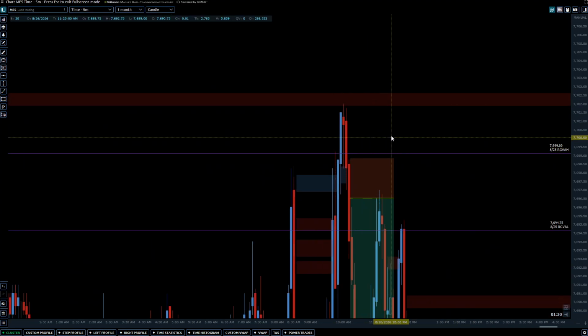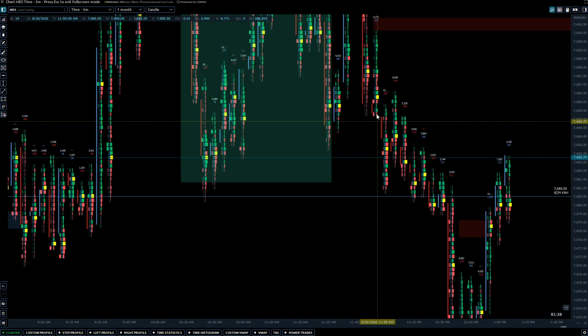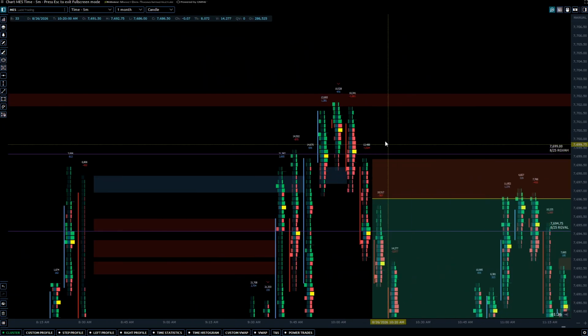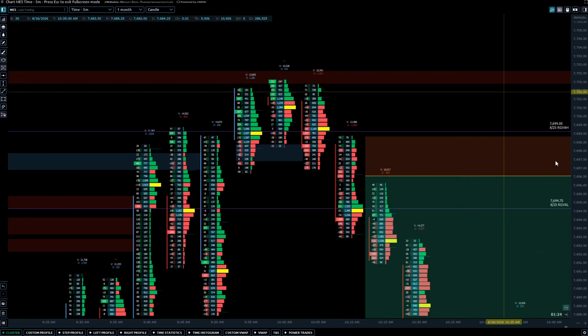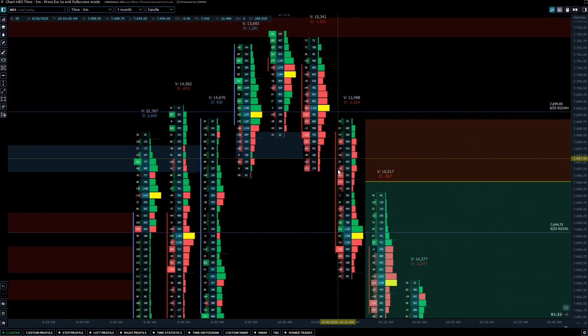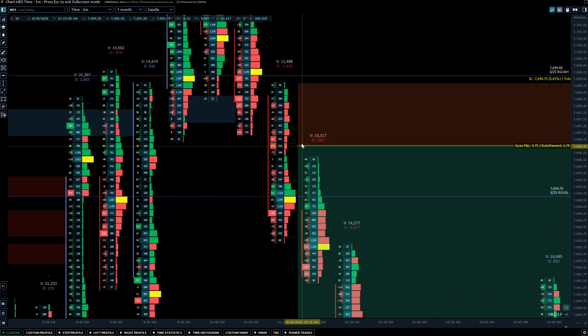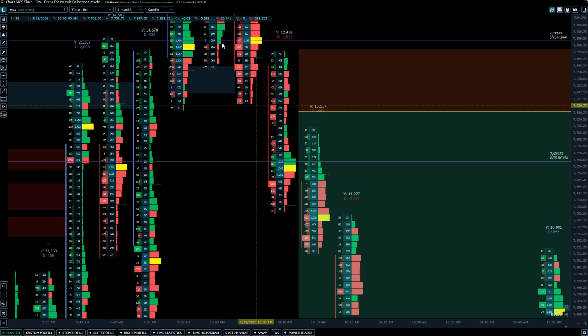Paired with the fact that we reacted to the imbalance. Once I saw that sellers were actually holding that aggression, as you can see here, we kept that aggression going. That's where I took my trade right here. Stop loss at the high of this.